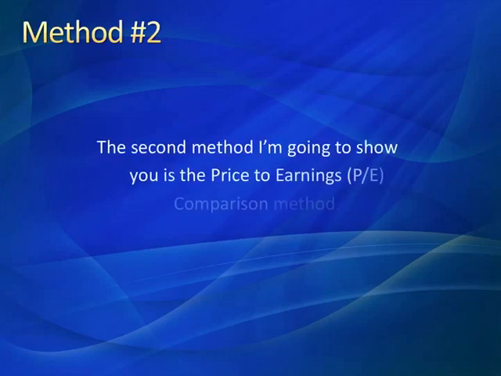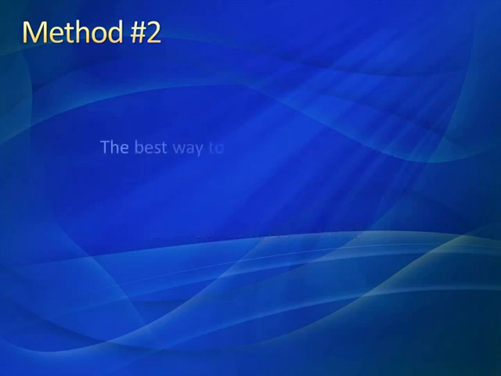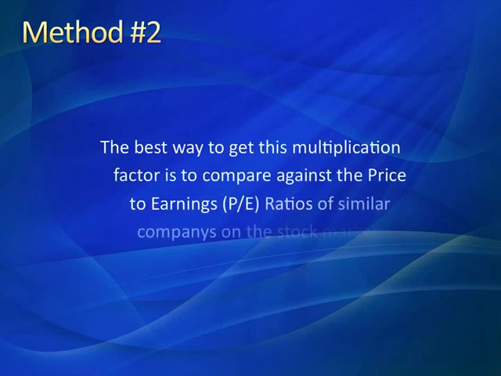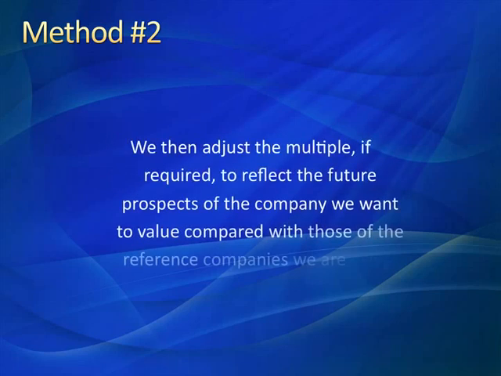The second method I'm going to show you is a price to earnings or PE comparison method. We take the annual earnings or profits of the company and multiply by the number of years of earnings we think the company is worth. The best way to get this multiplication factor is to compare against the price to earnings ratios of similar companies on the stock market. We then adjust the multiple, if required, to reflect the future prospects of the company we want to value compared with those of the reference companies we are using.